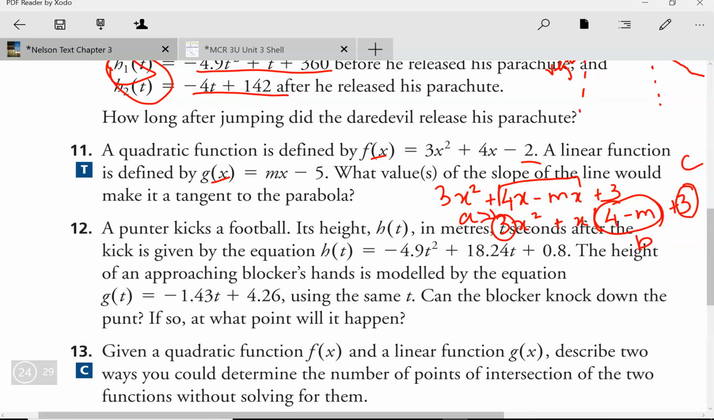And again, what value would make it a tangent? I mentioned this in the lesson. A tangent to the parabola means there's only one point of intersection. So you do b squared minus 4ac equals 0, and you find your m. That's straightforward.